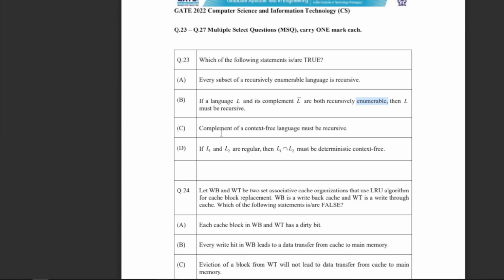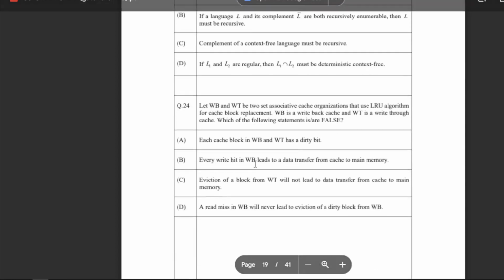So the C is: complement of a context free language must be recursive. That is also true. And D: if L1 and L2 are regular, then L1 intersection L2 must be deterministic context free. So our answer is B, C, D, because D is also true.